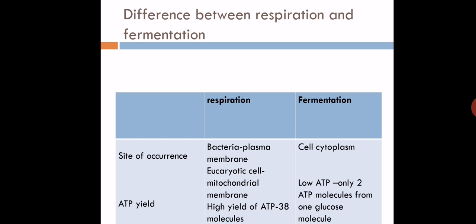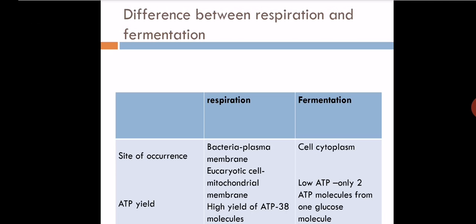So in a bacterial or prokaryotic cell, the electron transport chain is located in the cell membrane itself, and therefore respiration occurs in the cell membrane. Mitochondria are present in eukaryotic cells. Therefore, in eukaryotic cells respiration occurs in the mitochondrial membrane, whereas fermentation occurs in the cell cytoplasm.